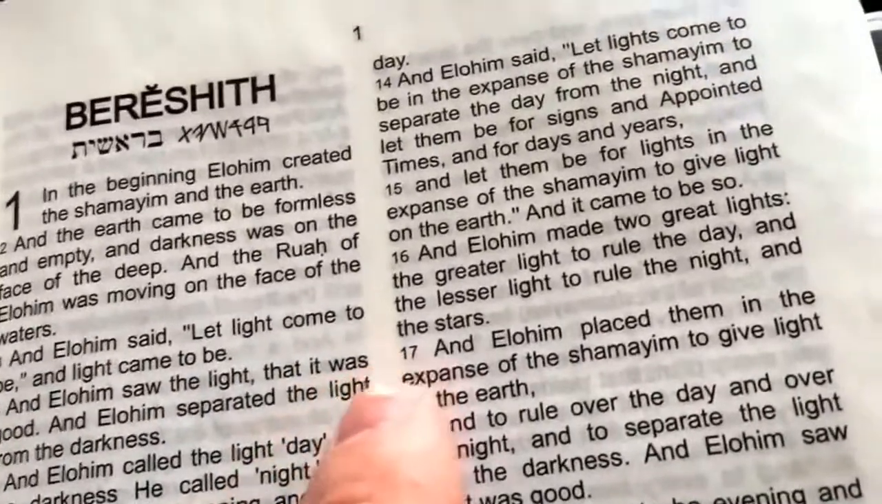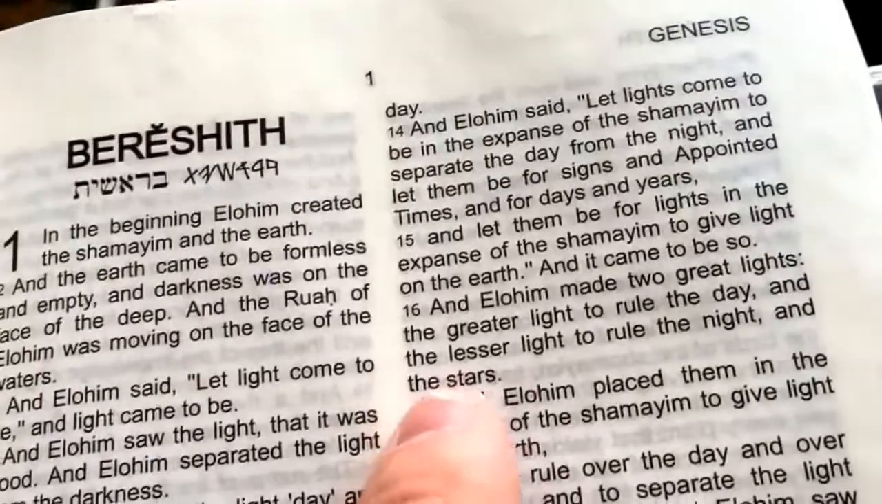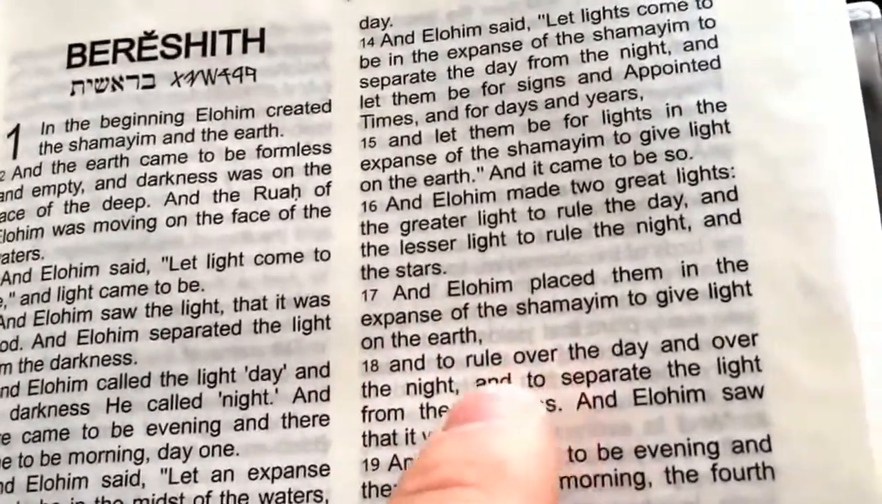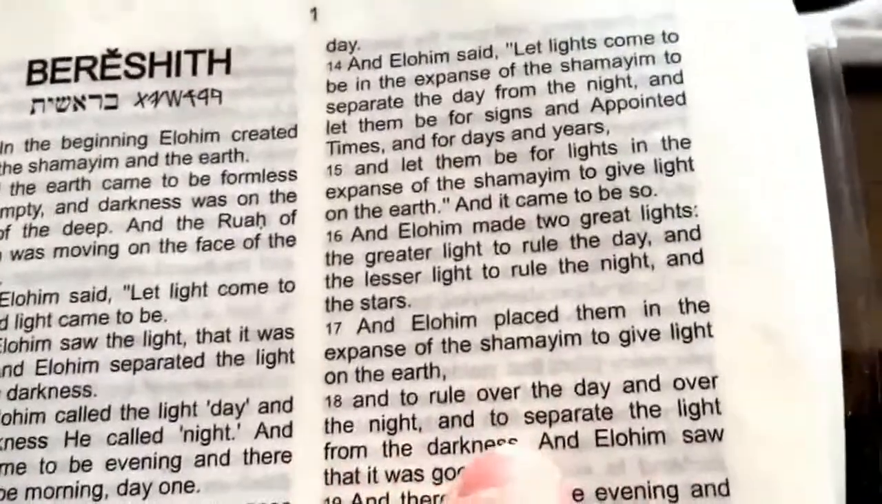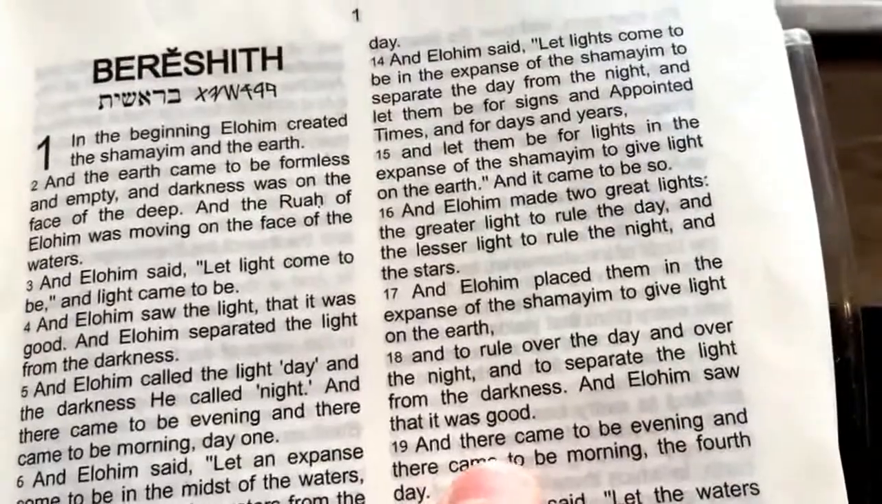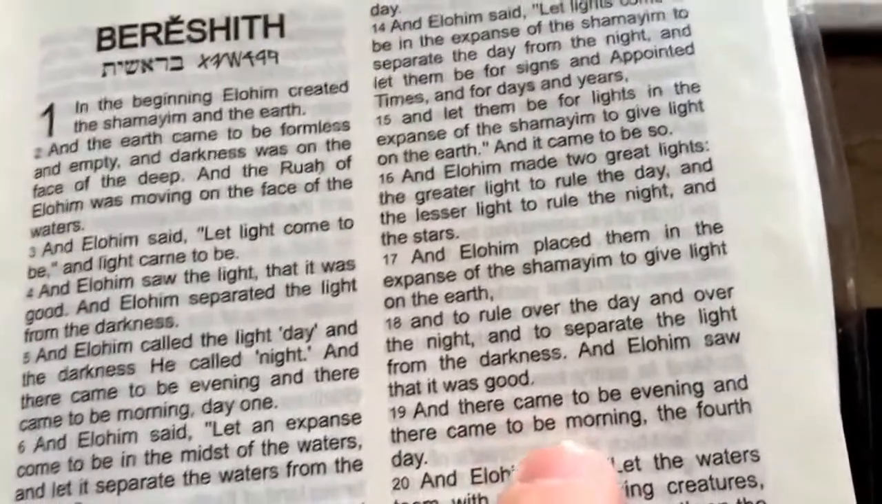And Elohim made two great lights, the greater light to rule the day, and the lesser light to rule the night, and the stars. And Elohim placed them in the expanse of the heaven to give light on the earth, and to rule over the day and over the night, and separate the light from darkness. And Elohim saw that it was good. And it came to be evening and morning, the fourth day. Alright, so with all that in mind, we're going to do a play-by-play right here.